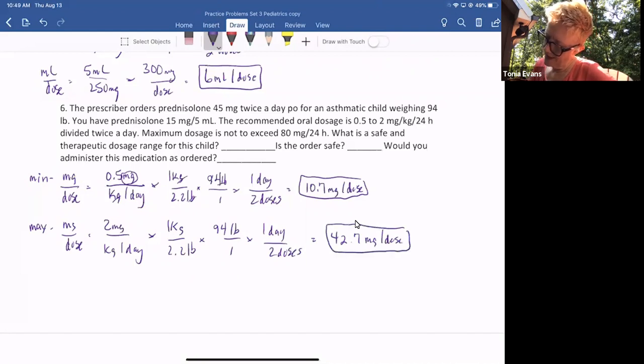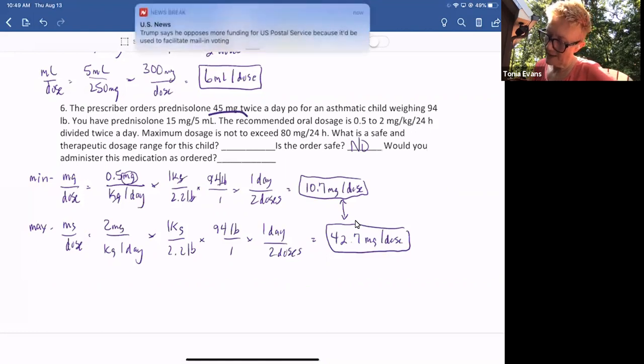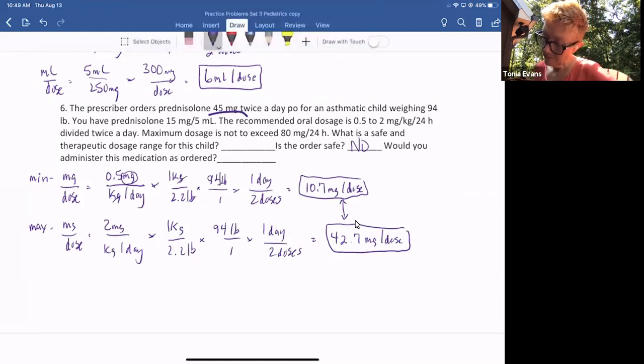All right, is the order safe? No. No, because 45 is greater than 42.7, which is our max dose. Also, maximum dosage is not to exceed 80 milligrams in 24 hours.